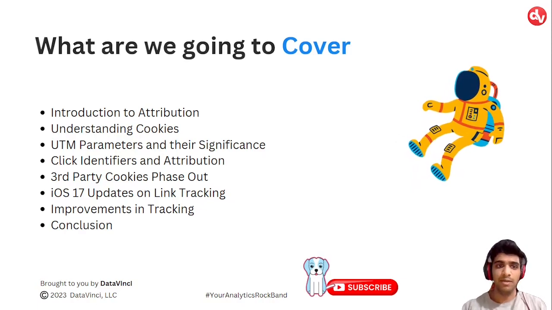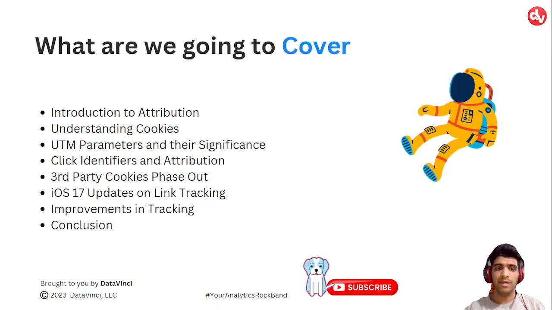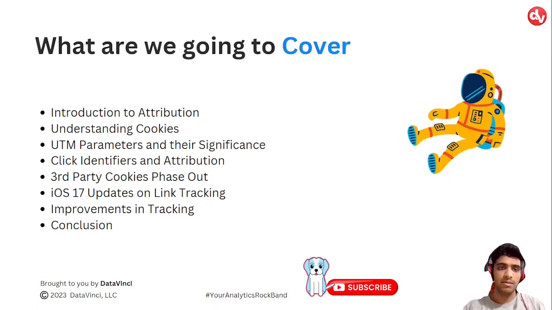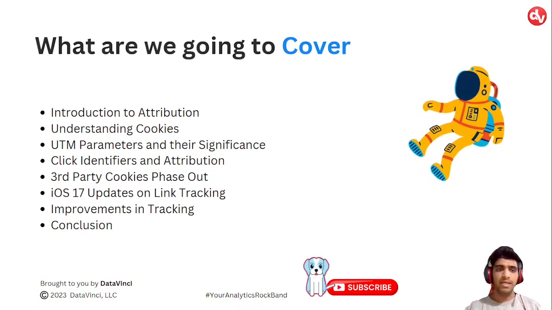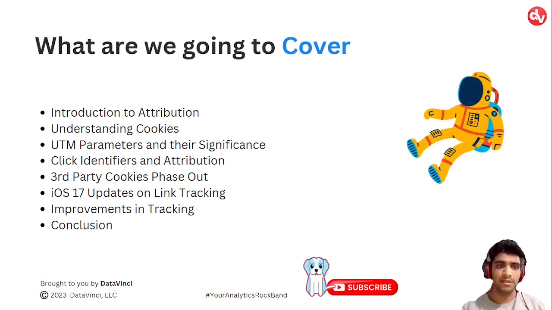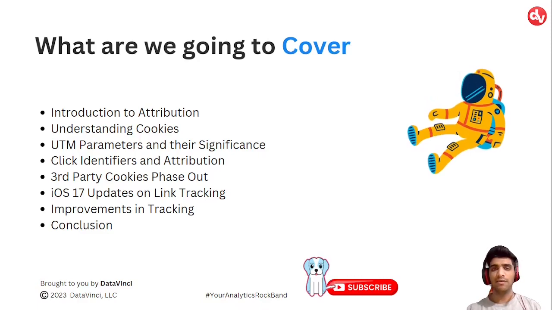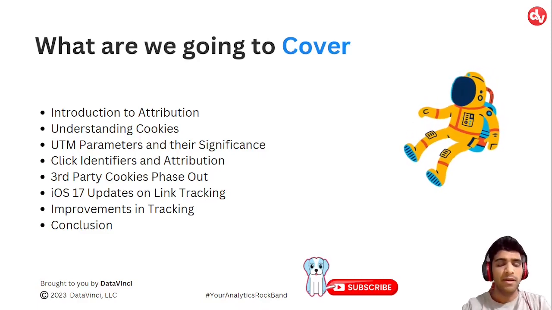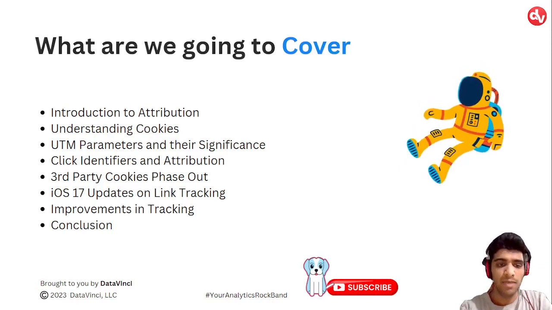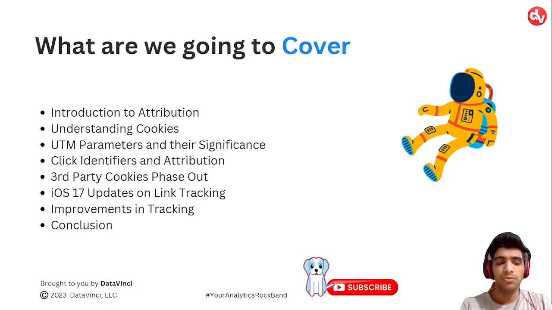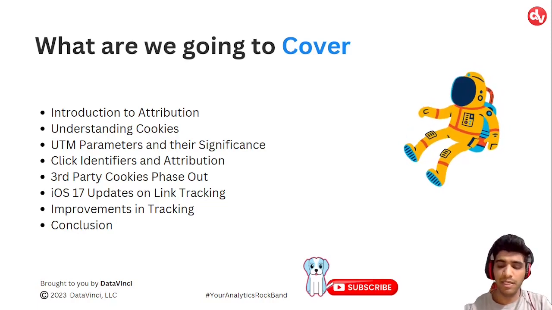Similarly, we'll look at the UTM parameters and their significance in marketing attribution, followed by click identifiers and their significance in attribution again. After which, we'll have a look at some of the privacy updates regarding these parameters discussed in the video, which include the third-party cookie phase-out and the iOS 17 updates for the link tracking. After we've covered the privacy updates, we'll have a look at some of the improvements that you can make in your tracking so as to at least compensate for these privacy updates. Finally, we'll conclude with our learnings of this session.